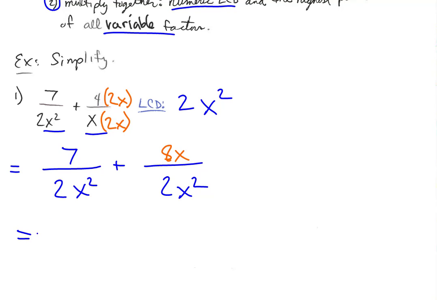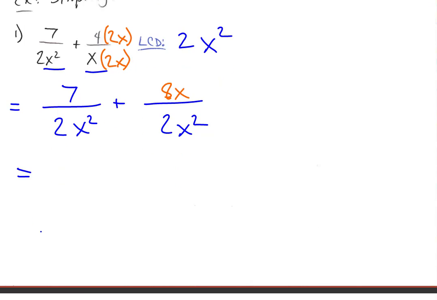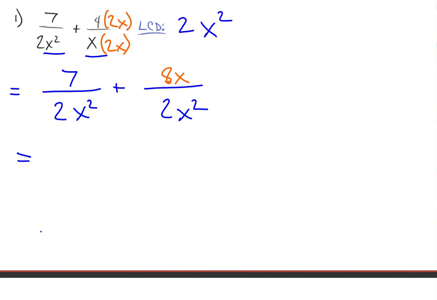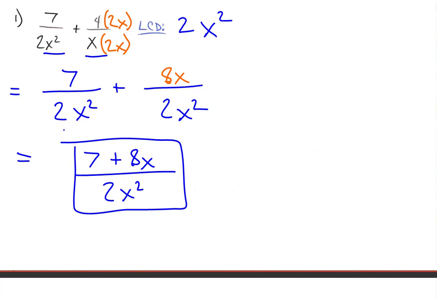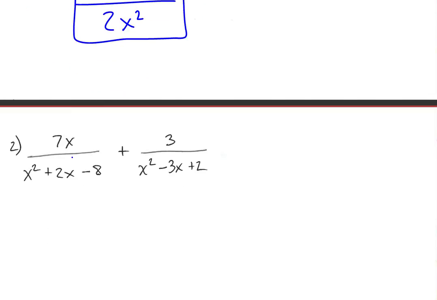Like we did above, once you have a common denominator, you simply add or subtract across the top, the numerators. So that would be 7 plus 8x. Of course, those aren't like terms, so we'll just leave them as they are, 7 plus 8x. And that's all over 2x squared, and that's where we would stop. All right, let's try another example.